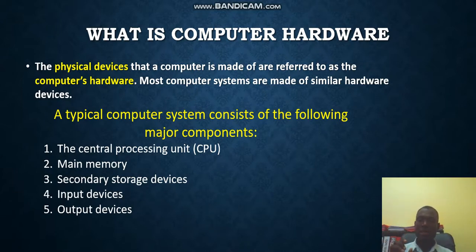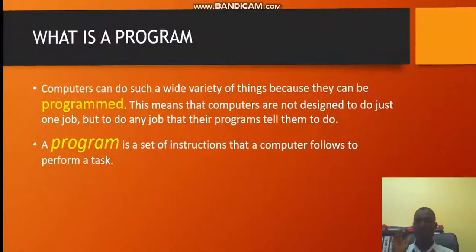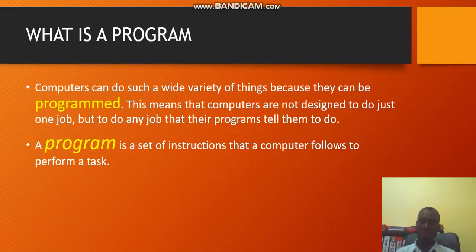Now let's go straight and look at the program itself. Computers do such a wide variety of things because they can be programmed. All right, now you're like, okay, Lucky, I'm just getting to know computers, and then you are giving me another term. What is programmed? What does it mean? This means that computers are not designed to do just one job, but to do any job that their programs tell them to do. A program is a set of instructions that a computer follows to perform a task.